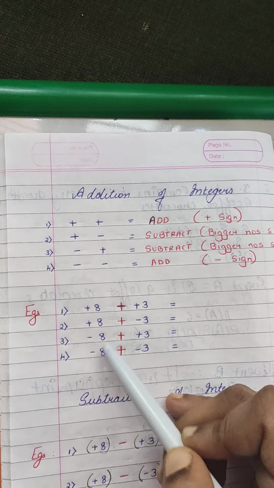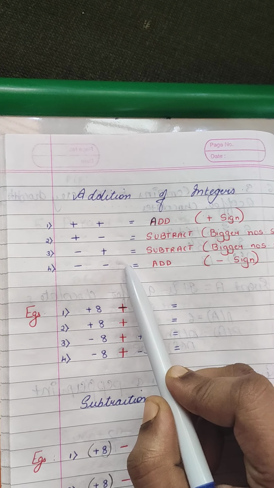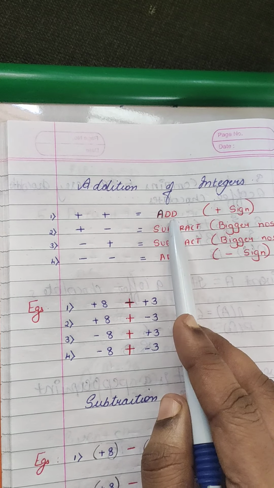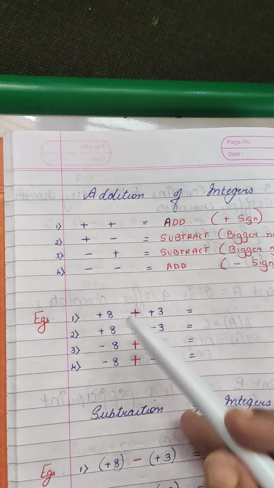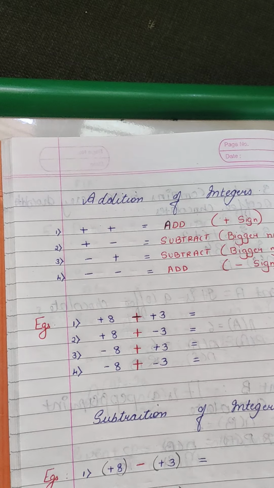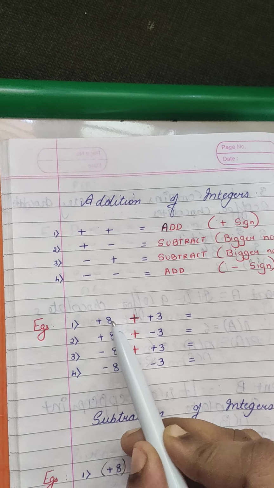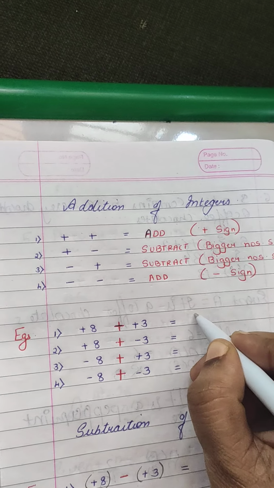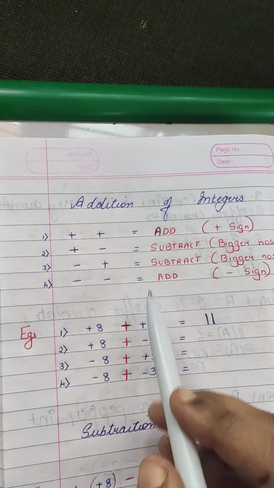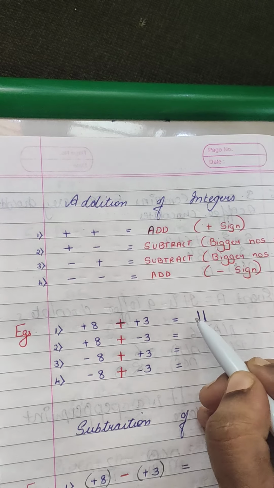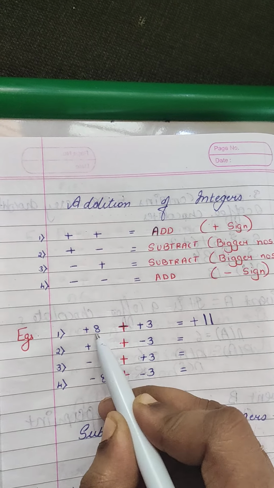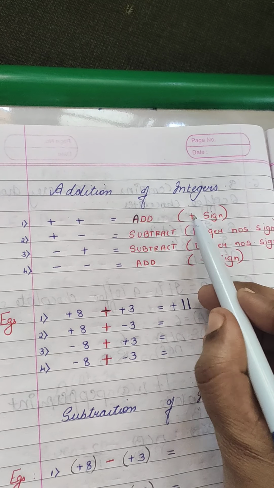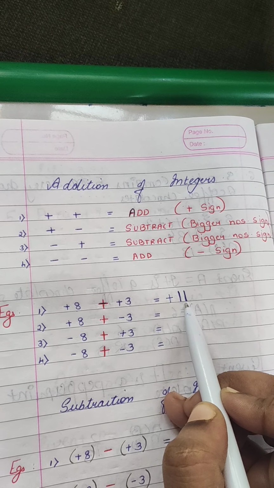Now let's solve these 4 examples based on these formulas. If you have both positive numbers, as I said, you will add those numbers. You can look here, plus 8 and plus 3. Both are positive numbers. In this case, 8 plus 3 is 11, and you will put a positive sign. So plus 11 is my answer.